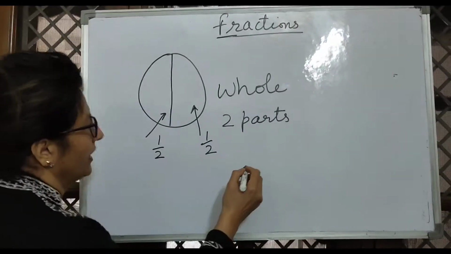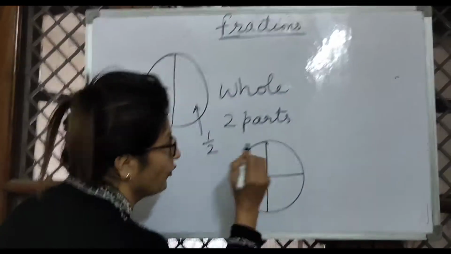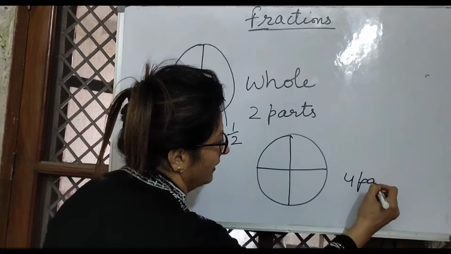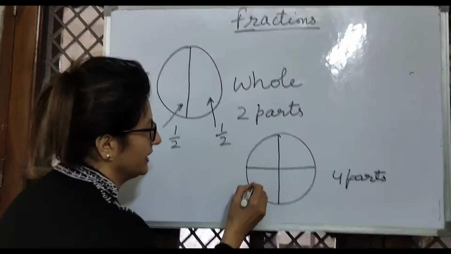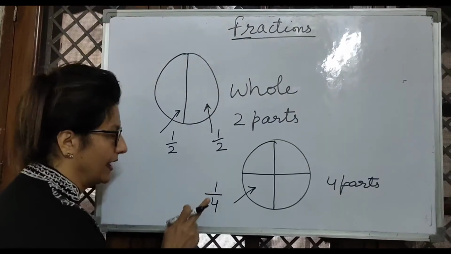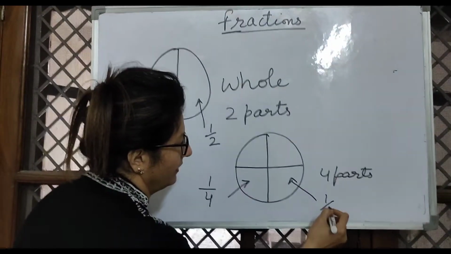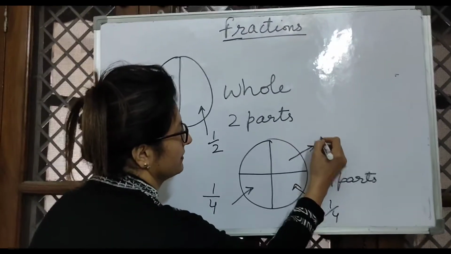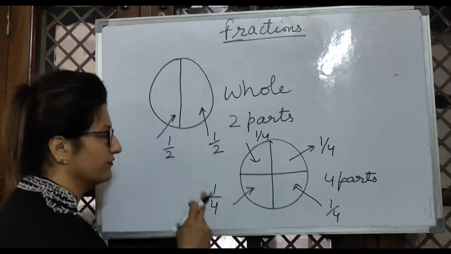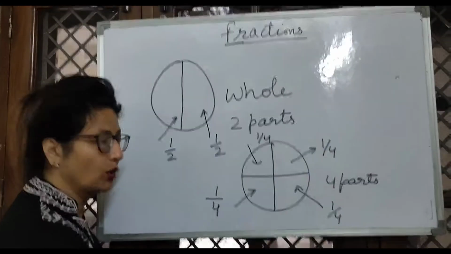Okay. Now if I divide it into 4 equal parts, then total parts are 4. Each part is known as 1/4. 1 is whole and 4 is the parts, right? This is also known as 1/4, this is also known as 1/4, and this is also known as 1/4. This 1/4 is known as the fraction. Fraction means part of a whole thing.